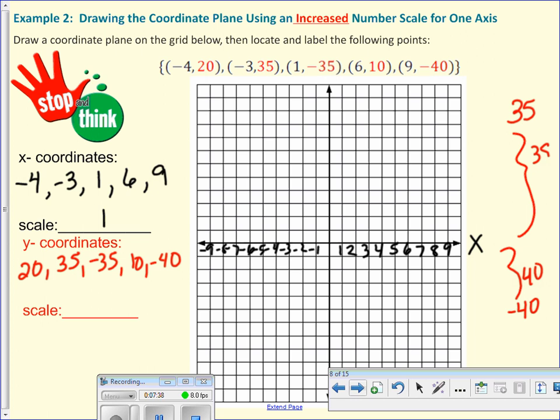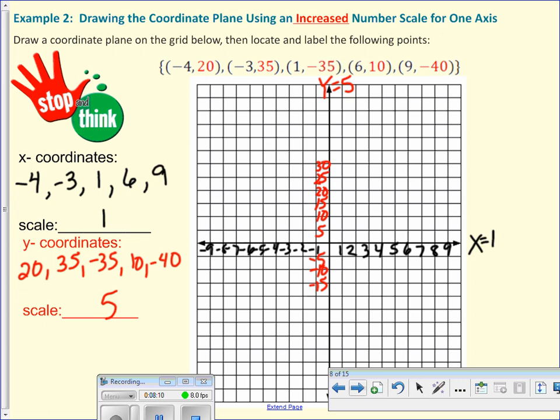So instead of numbering 75 spaces on my y-axis, what would be a better scale to use? Instead of counting by 1s, let's use a scale of 5s. So 5, 10, 15, 20. Now wait a minute. Can I do that? Can I use a y-axis with a scale of 5 and an x-axis with a scale of 1? My last one, my x-axis was 1 and my y-axis was 1. Can I have 2 different scales on my coordinate plane? Yes. Let's go crazy. Let's use 2 different scales.